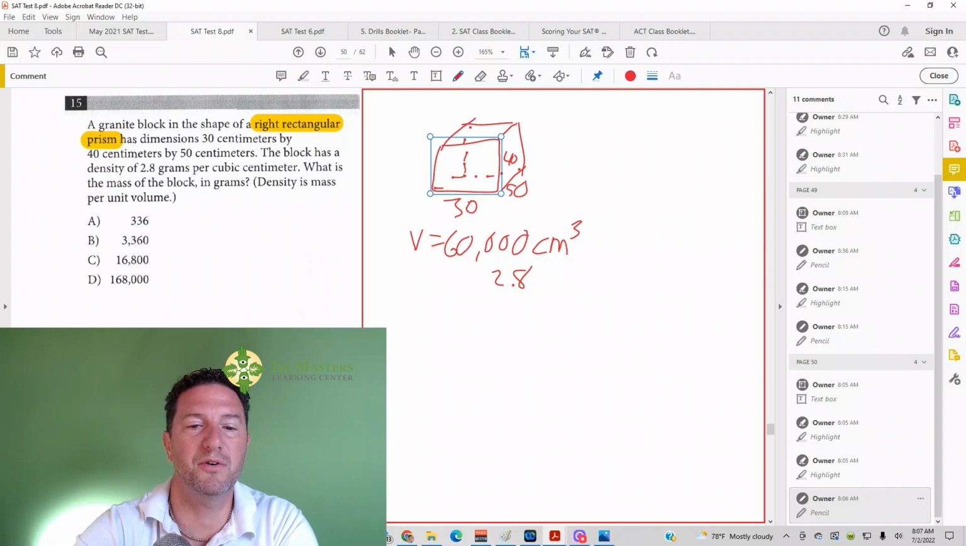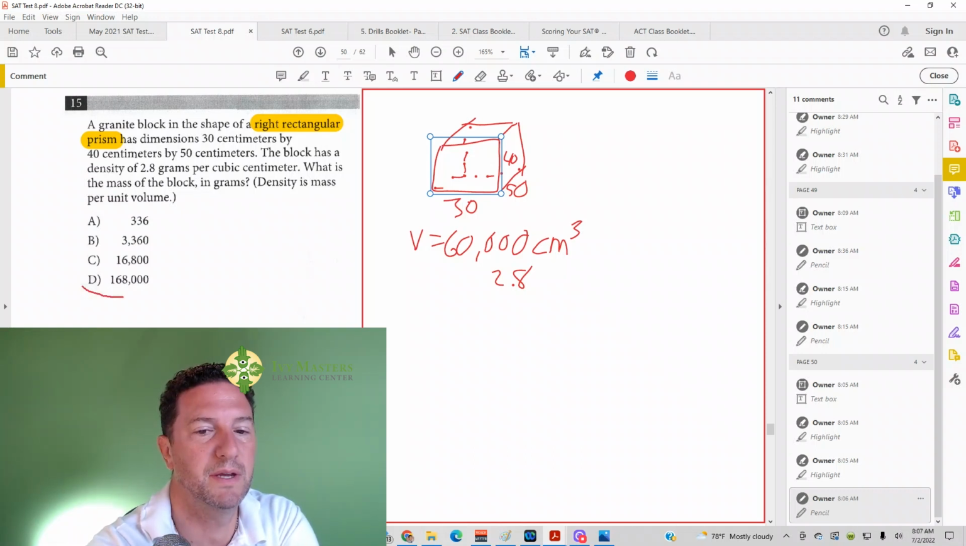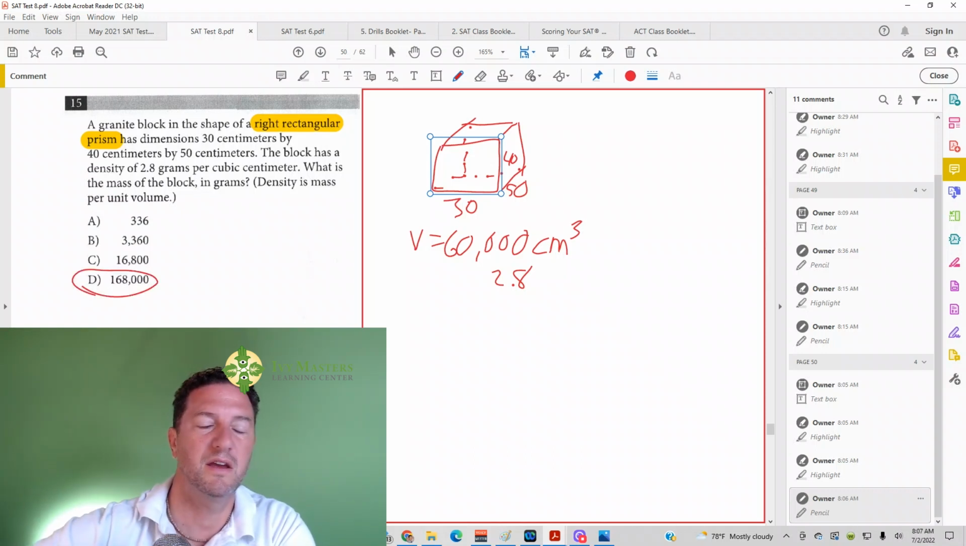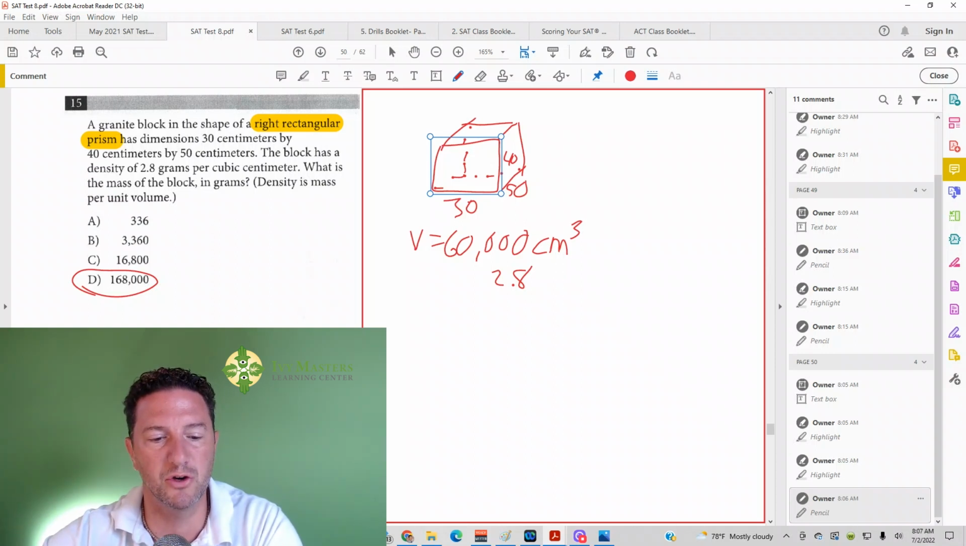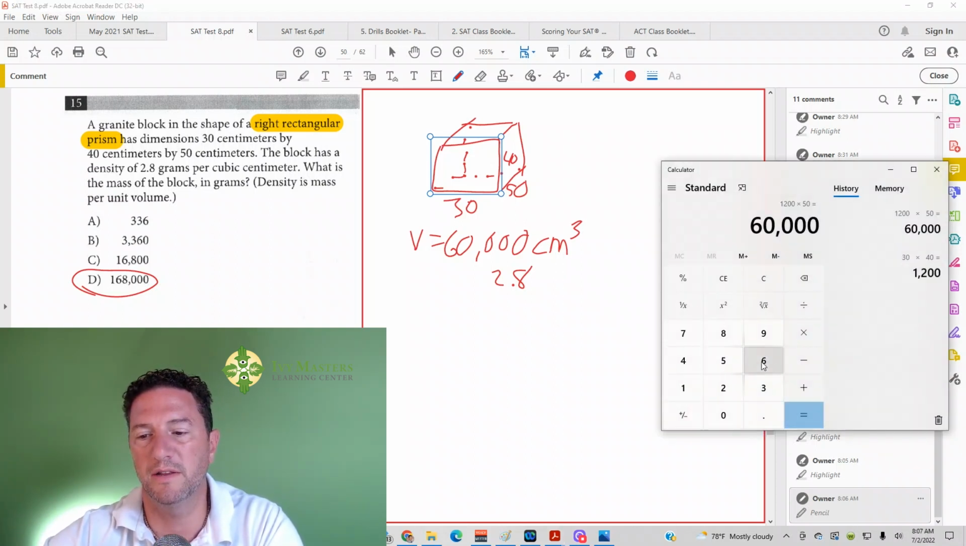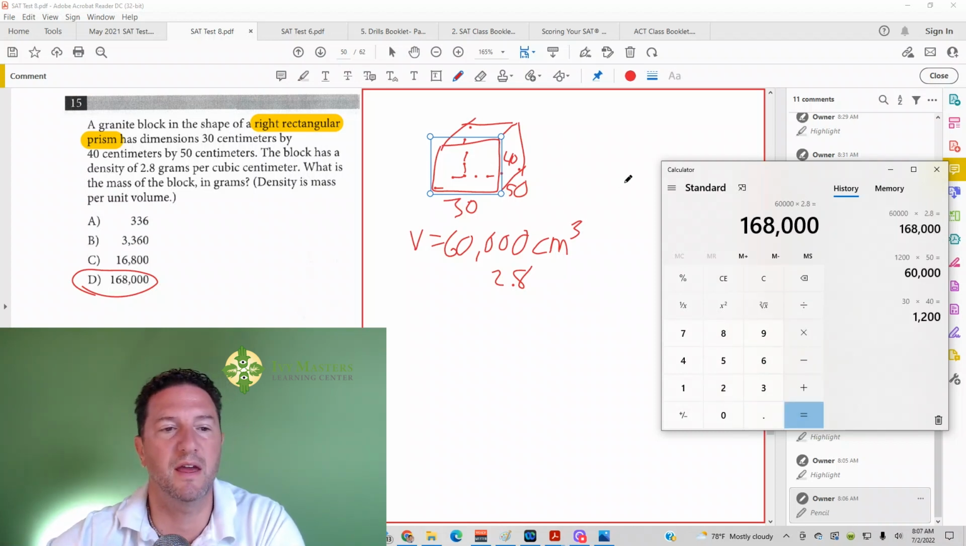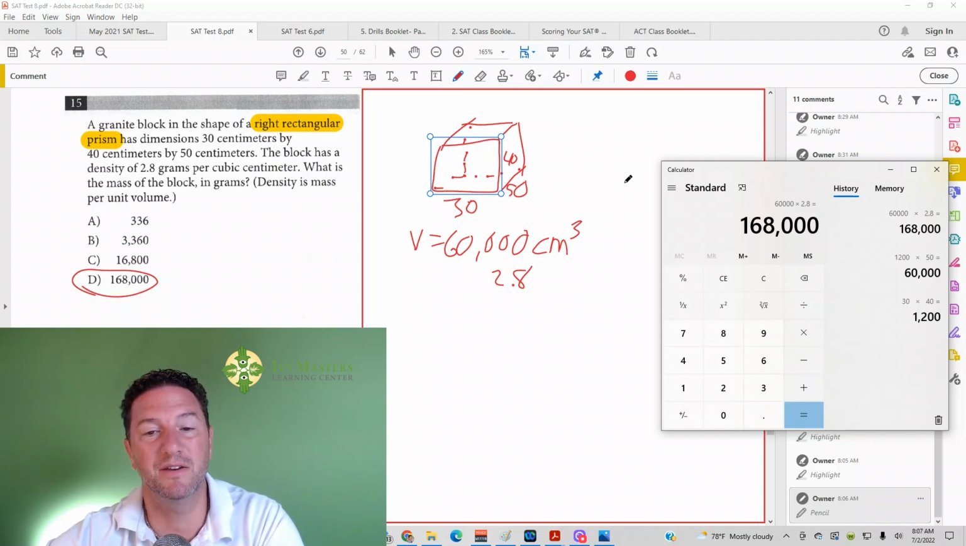And you could already tell that the only one bigger than 60,000 is 168,000. But for good measure, we take our high-tech calculator here, we multiply it by 2.8. And we get exactly that, 168,000. What is the mass of the block in grams? And there you've got it.